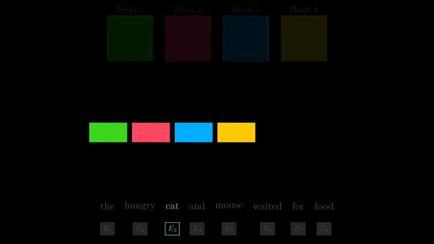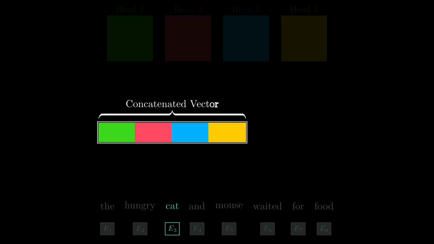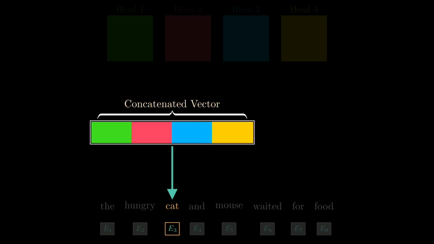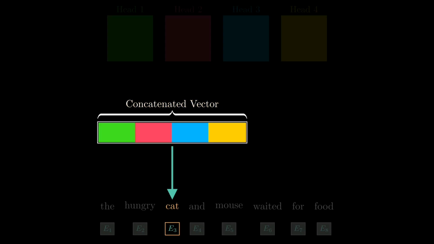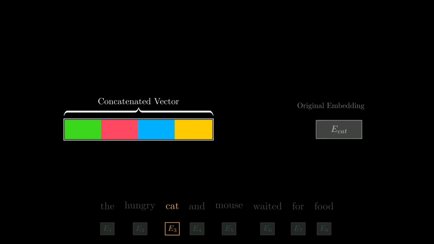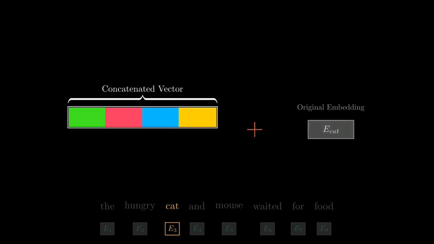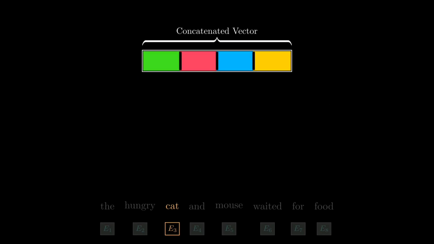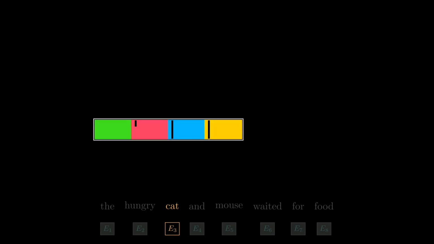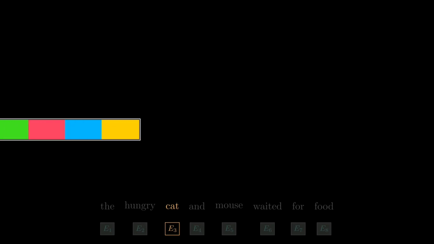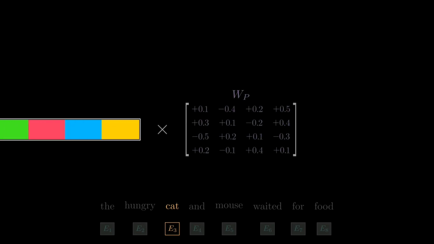Once all these heads finish their work, we concatenate the weighted sum output for the word cat. This gives us a large combined vector that holds all the different perspectives learned by each head. But here is the important part. We cannot directly add this concatenated result to the original embedding. If we did, the dimension wouldn't match, and more importantly, the heads wouldn't meaningfully interact with each other. Before adding anything back, we need all these heads to mix their information, to talk to each other.